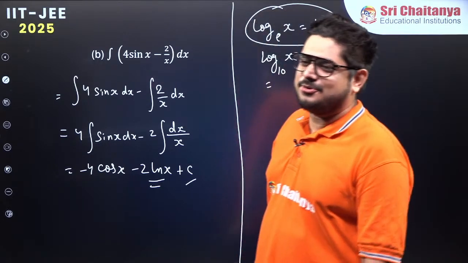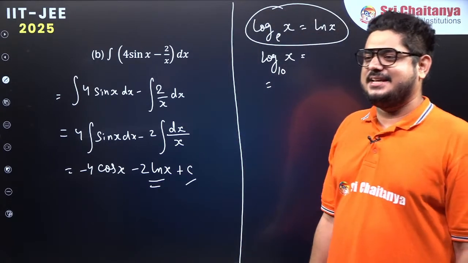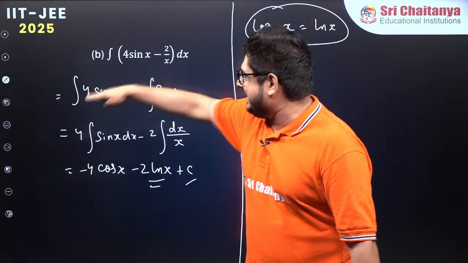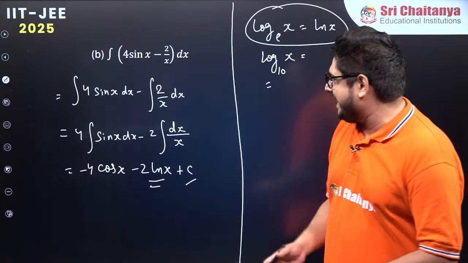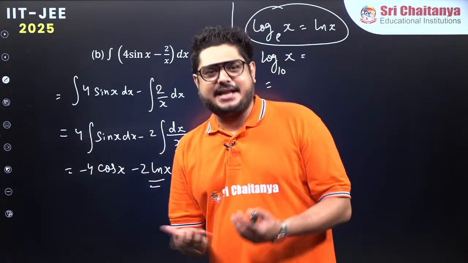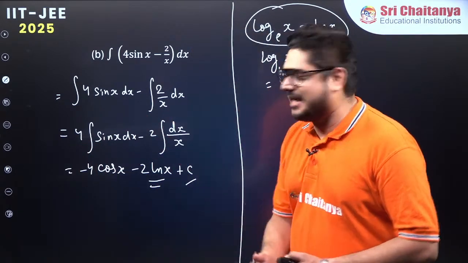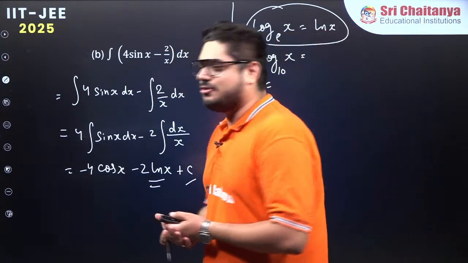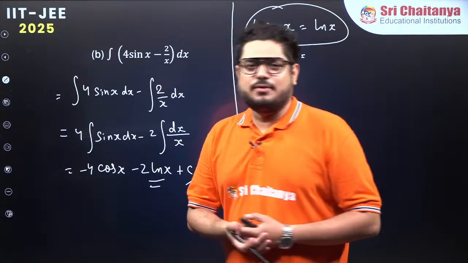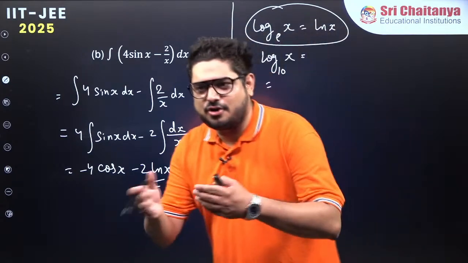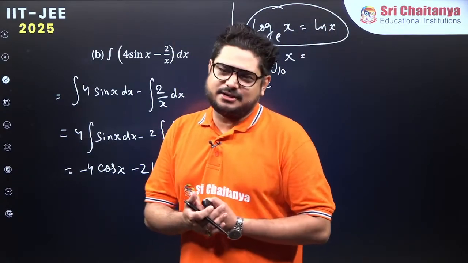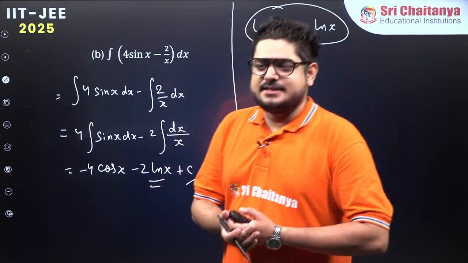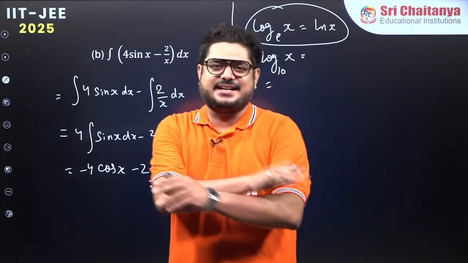Which one you are talking about? Which last one you are saying? Once again I am saying 4 can be taken outside the integral of sin x dx. 4 is constant, okay? Minus 2 can be taken outside dx by x. So 4 integration of sin x will be, you know that integral of sin x is minus of cosine of x, and over there integral of dx by x is ln of x. That's what I am trying to say. Okay? C is a constant. You just need to write down that C, nothing else.